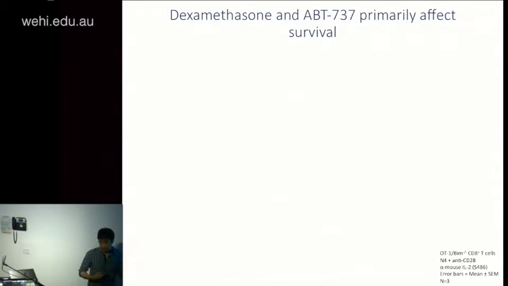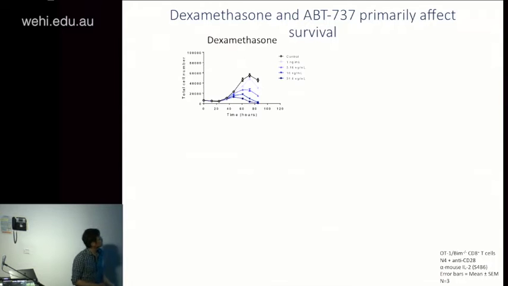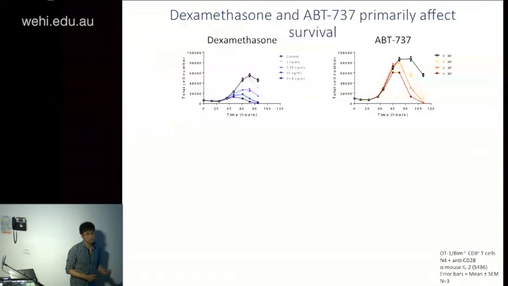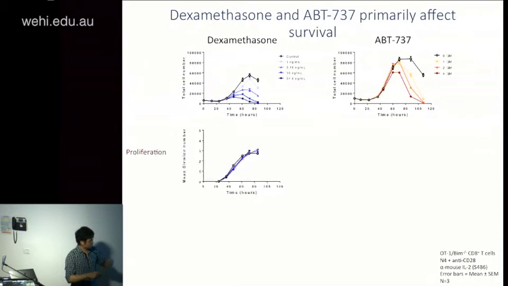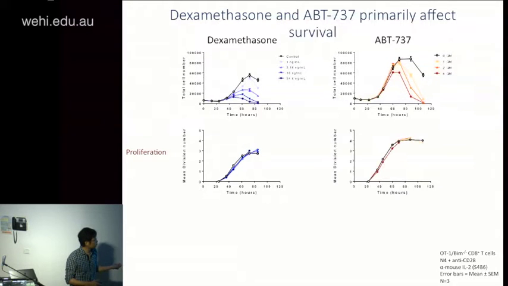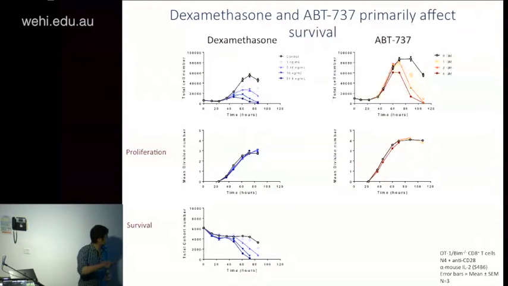So the next two drugs that I'll be showing you are dexamethasone and ABT-737. As you can see, both of them decrease the total cell numbers in a dose-dependent manner. If you were to explore the effects on proliferation, you can see that for dexamethasone there's not much effect on proliferation. And if you were to examine the effects of ABT-737, you can see that there's also no effect on proliferation.